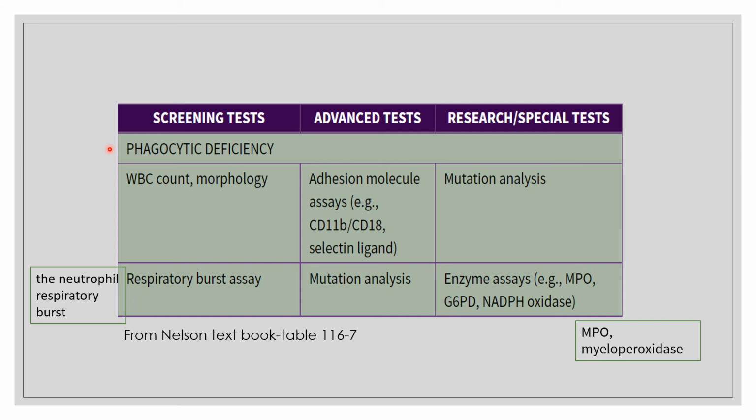Moving to phagocytic deficiency. Screening tests are WBC, white blood cells count and morphology. And the advanced test in this will be adhesion molecule assays like CD11B, CD18, and selectin ligand. The special test will be mutation analysis. Also, we can do respiratory burst assay or the neutrophil respiratory burst. The advanced test for that will be mutation analysis, and the special test will be enzyme assays like myeloperoxidase, G6PD, NADPH oxidase.